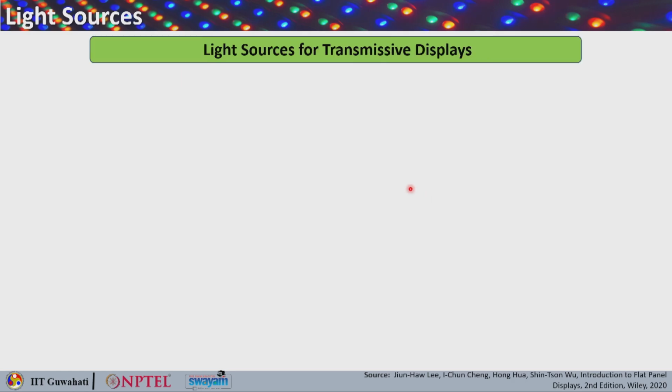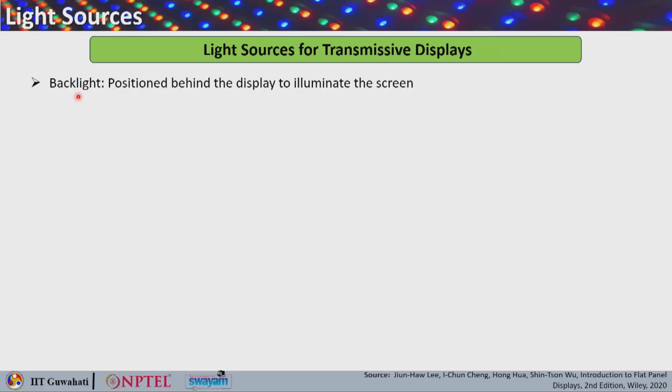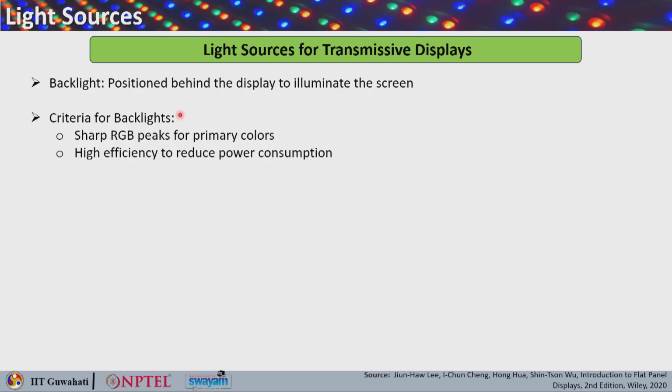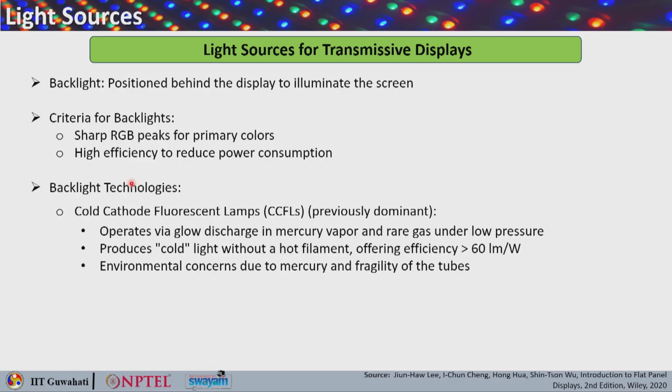Okay. So, with that basic understanding of the natural light source, now let us go into the light sources for transmissive displays and use these concepts further. So, the important point is the backlight that is positioned behind the display. The purpose is to illuminate the screen. Now, what are the criteria for the backlights here? They should have sharp RGB peaks for primary colors, and they should be highly efficient so that you can reduce the power consumption, right. So, what are the backlighting technologies that are used?